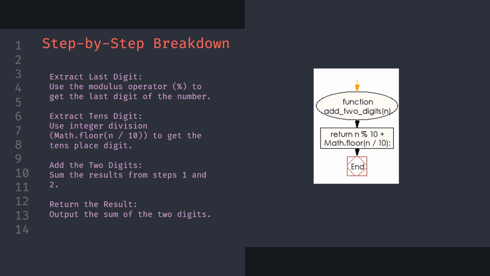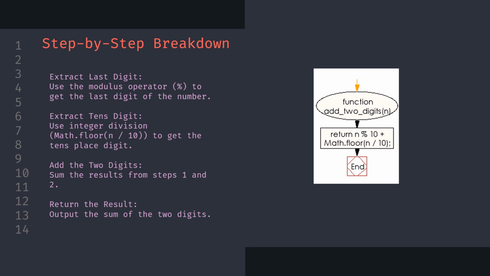Here's how the function works step by step. We use the modulus operator to extract the last digit. Next, we use integer division to get the tens digit. We then add these two together. Finally, the function returns the result, giving us the sum of the digits.